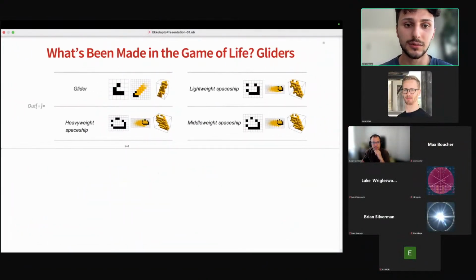Yeah, so this one looks like the heavyweight spaceship is moving a bit faster, I think, but yeah, we should check that after.